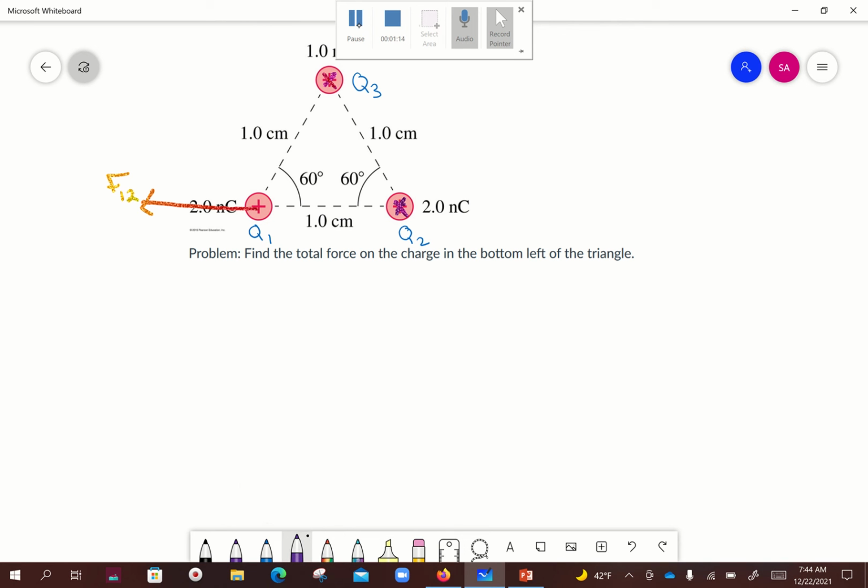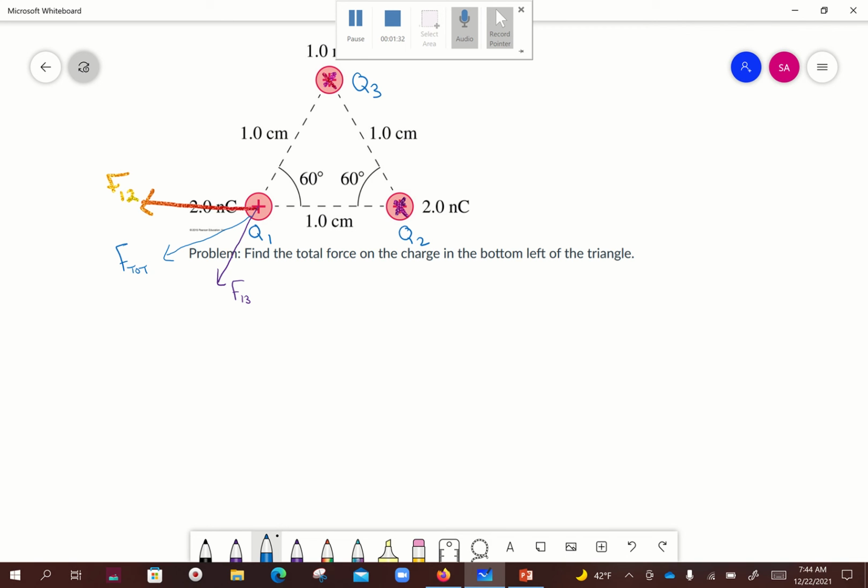The direction of the force between Q3 and Q1 is also going to be repulsive, also along the direction between them. So this is my F13. And the sum of those two will be the addition of those two vectors, so it's going to go somewhere in between them. So it's called the F total.